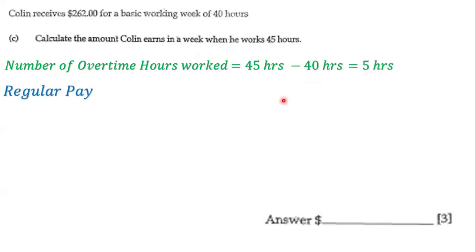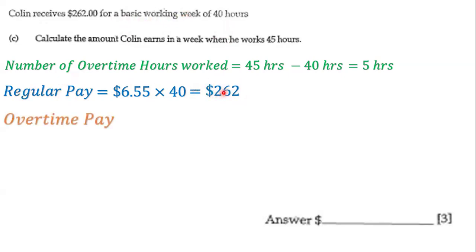Next, we need to determine his regular pay. His regular pay is going to be how much he is paid per hour, $6.55, multiplied by 40, and that gives us $262. So he is paid $262 for his regular pay. Whenever he works 40 hours, for a basic working week, his regular pay is going to be $262. Now, we need to determine his overtime pay.